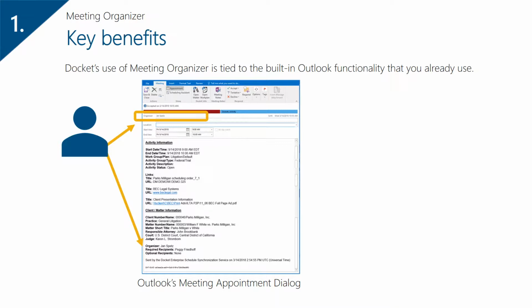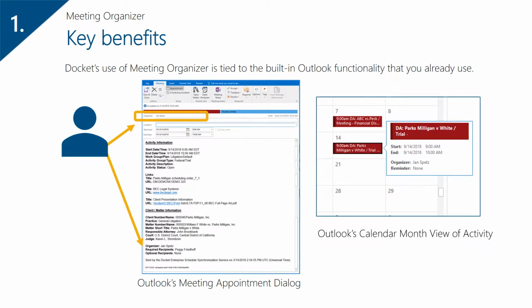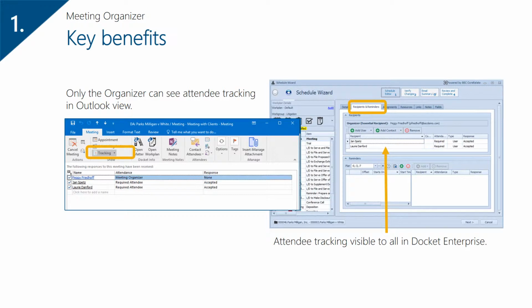The difference is, if you are included on a Docket activity as a required recipient, Docket Enterprise automatically accepts the meeting request on your behalf, and it is automatically synchronized to your calendar. Also, using a meeting organizer allows Docket Enterprise to take advantage of Outlook Exchange attendee tracking and free busy search, both of which are invaluable scheduling tools.